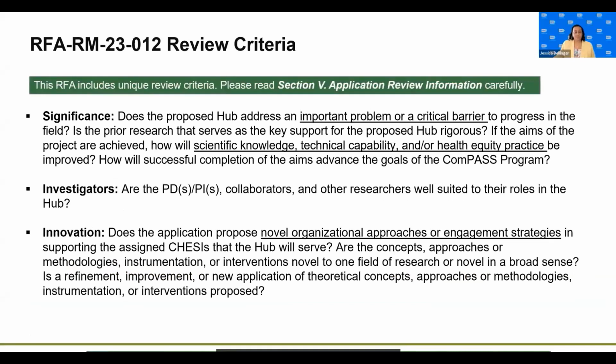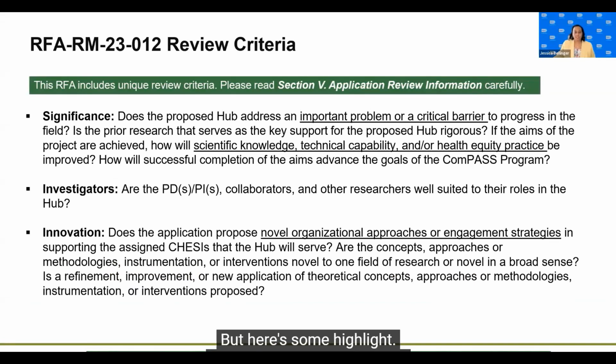In Section 5 of the RFA, the review criteria are detailed, including those specific to the hub application. Read the announcement carefully and pay particular attention to the review criteria. For each of the criterion, the application should address and the reviewers will evaluate both the general and NOFO specific questions. The full list is available in Section 5, but here are some highlights.